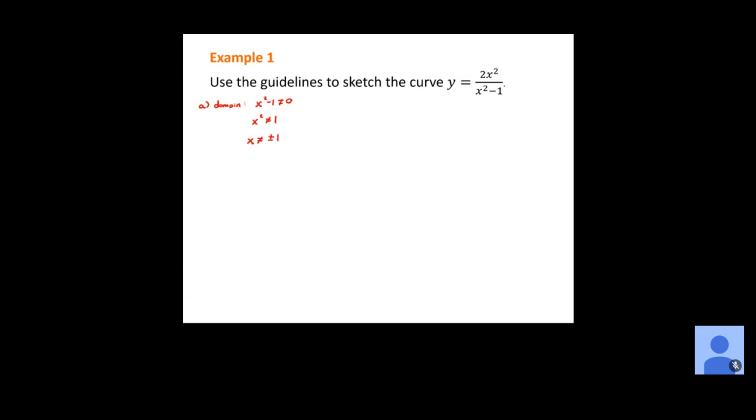So we know in this case there's going to be restrictions on the domain at positive 1 and negative 1. So then if you want to write this in interval notation, we'd have negative infinity to negative 1, negative 1 to positive 1, and positive 1 to infinity. Any questions on finding the domain for that function?